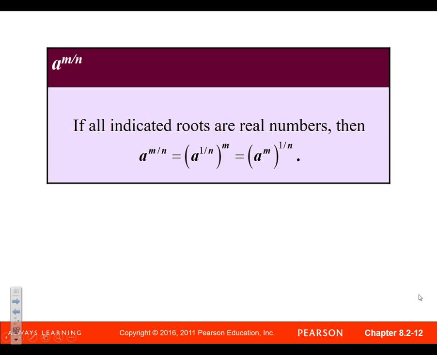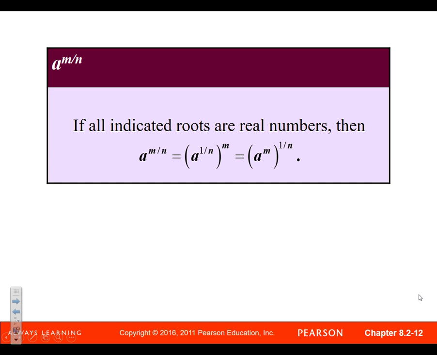A to the m over n. If all indicated roots are real numbers, then you can do that as well. And like I said, you can do the root first, or you can do the exponent first. It's totally up to you. So I'm just showing you two different ways that you can do that.